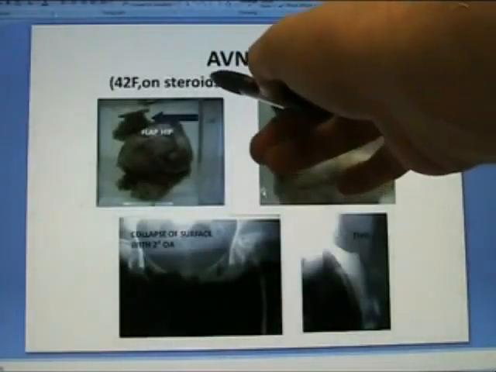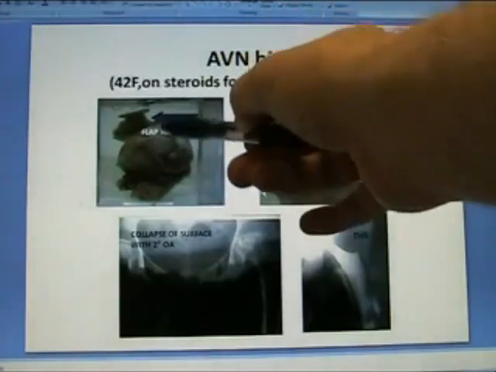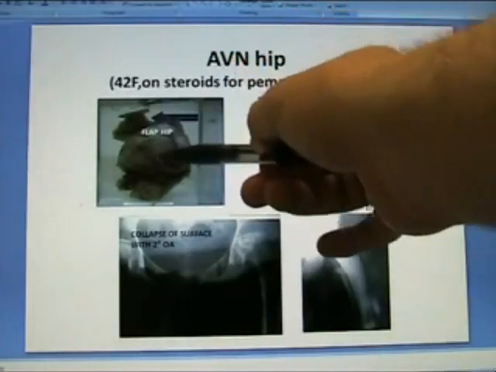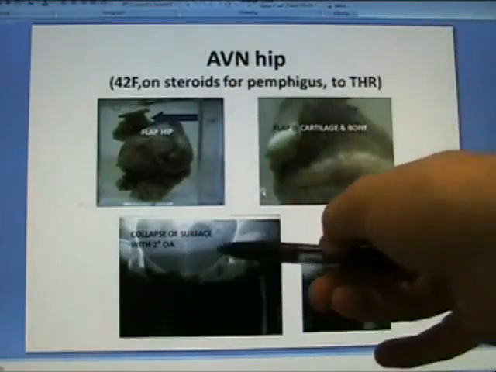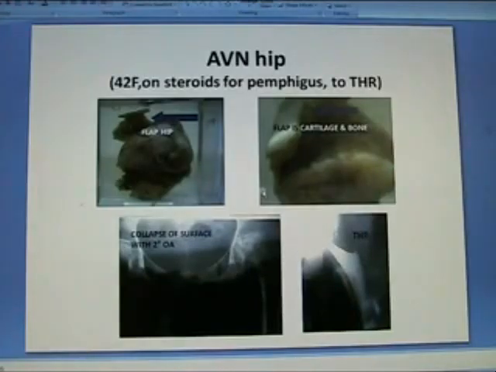Avascular necrosis, steroids or alcohol, a common cause. Skin condition here, 42-year-old, native destruction of the bone. The joint surface collapses down, a big flap just swinging around here in the breeze. See, destruction of the joint, needed a hip replacement.